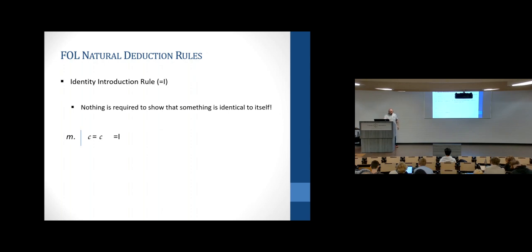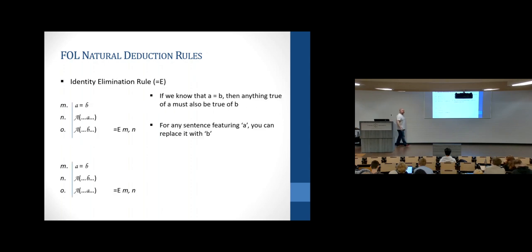So, our last rule, identity elimination. Identity elimination is just substitution. If you know that two names are identical, that is, you have an identity with two names on either side, like A and B, then you can substitute. If you have a sentence featuring the name A, you can cite the identity and substitute some or all of the occurring versions of the names.